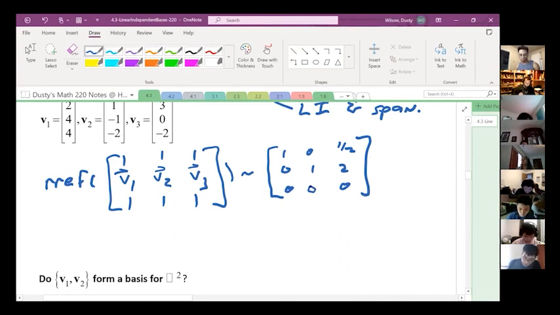So what does this result tell us? It tells us that the three vectors are linearly dependent. So you have this free variable. Well, it's not really a free variable, you've got no pivot, right? So linearly dependent.